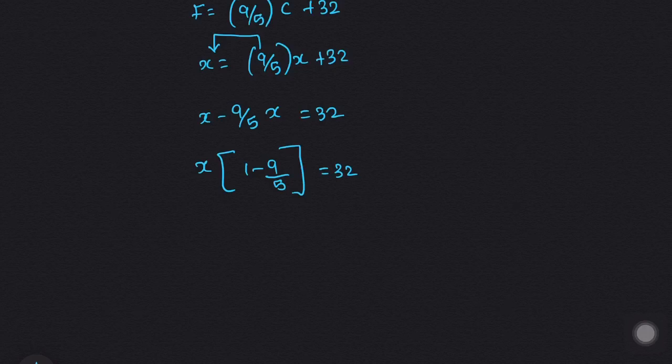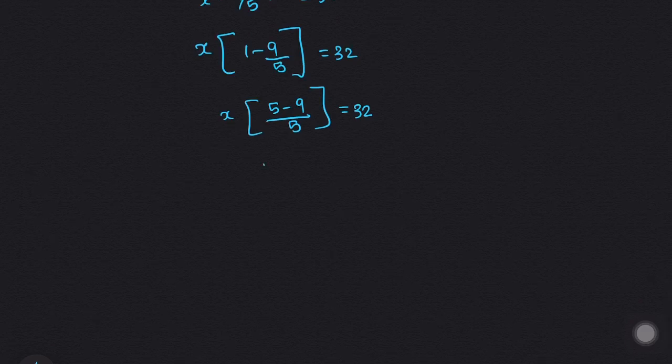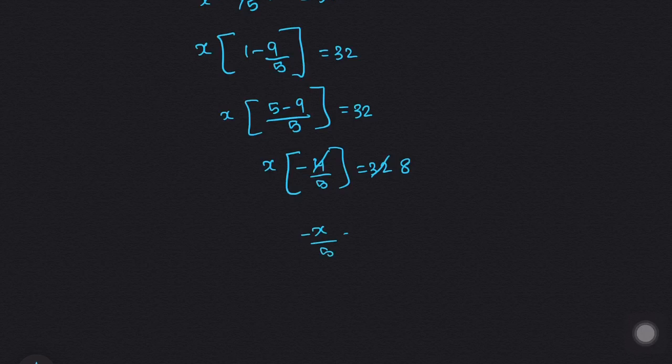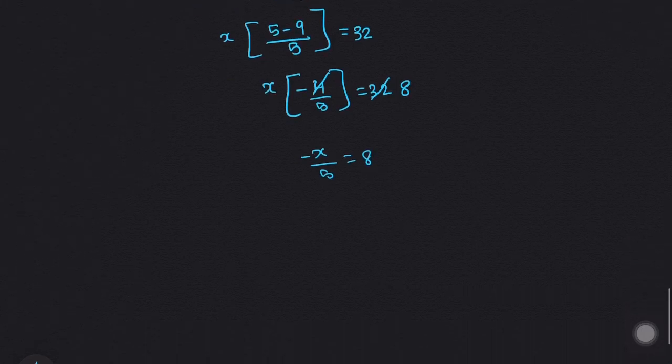So X times (5 minus 9) divided by 5 is equal to 32. Then X times minus 4 divided by 5 is equal to 32. So this term is common, so just cancelling, we are getting 8. So minus X divided by 5 is equal to 8, but we need X only. So just move this term to the opposite side. So X is equal to 5 into 8 is 40, and also the minus sign, minus 40 degrees.